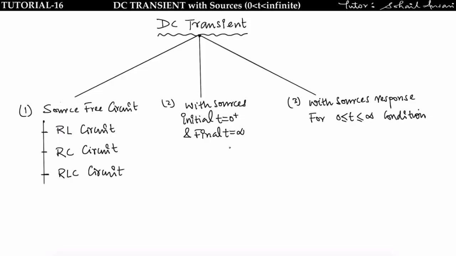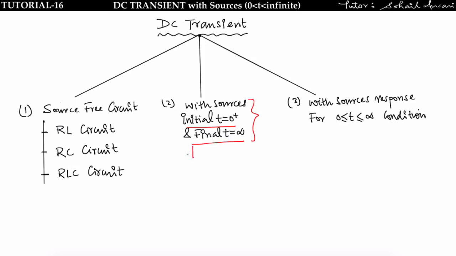Hi guys, in the previous lecture we have seen the DC transient with sources, considering the initial condition at t equal to 0 plus and the final condition at t equal to infinity. So we have seen some problems based on the initial and final conditions.